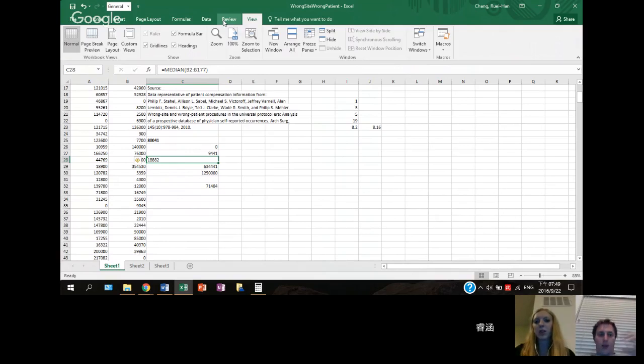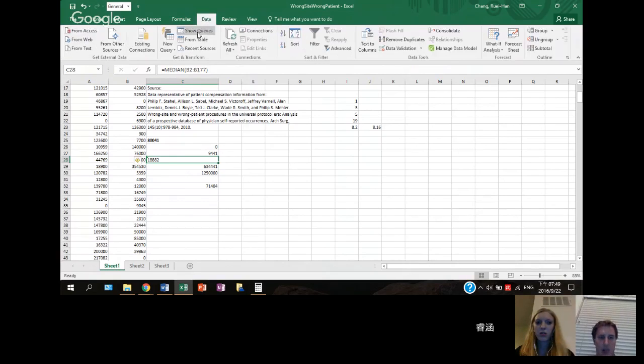I got 21,900 for the lower quartile. Is that what you got? I'm getting a different one. See, if you do it manually, it's very easy to make mistakes.